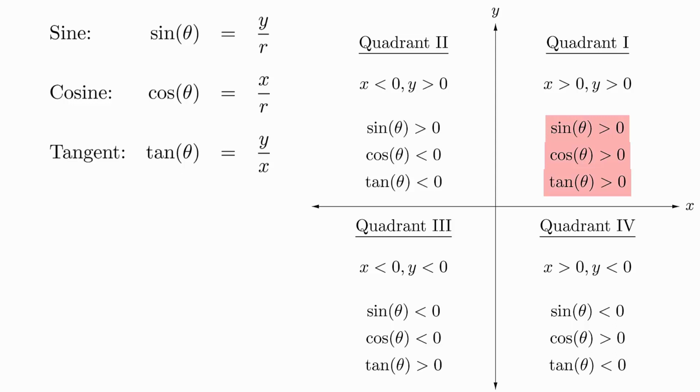In the first quadrant, both the x and y coordinates are positive, which means that the sine, cosine, and tangent functions will all be positive. In the second quadrant, the x coordinate is negative and the y coordinate is positive, which means that only the sine function will be positive. In the third quadrant, both the x and y coordinates are negative, which means that only the tangent function is positive. And in the fourth quadrant, the x coordinate is positive and the y coordinate is negative, which means that only the cosine function is positive.